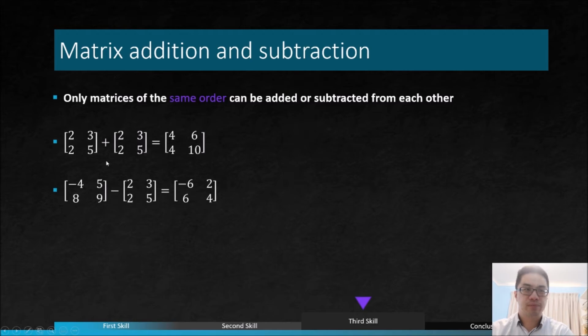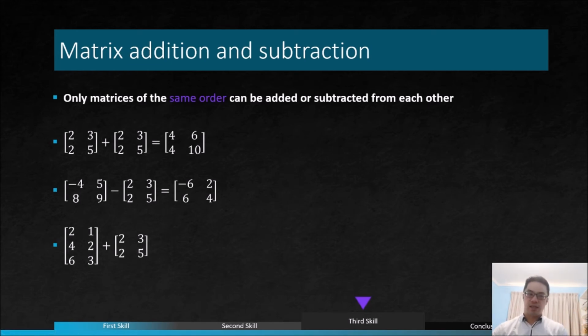Same with subtraction. So if I use this one as an example, this one is a 3 by 2 matrix plus a 2 by 2 matrix. They're not the same order, therefore you cannot add them together.